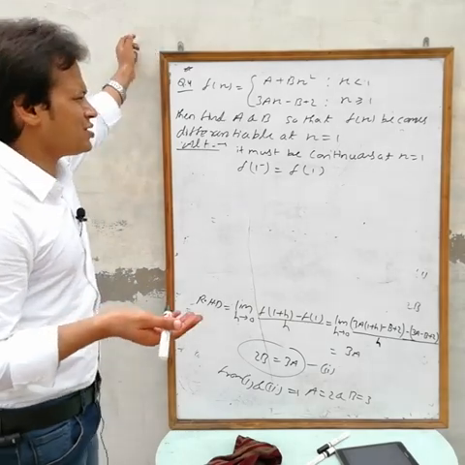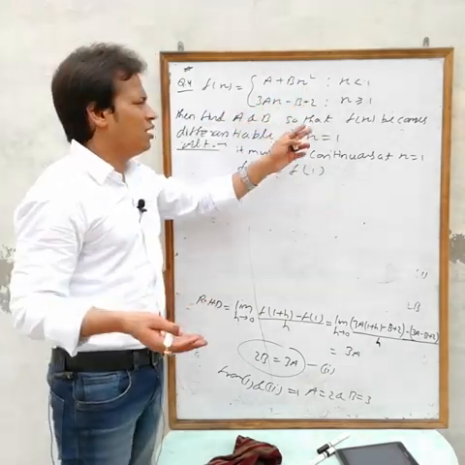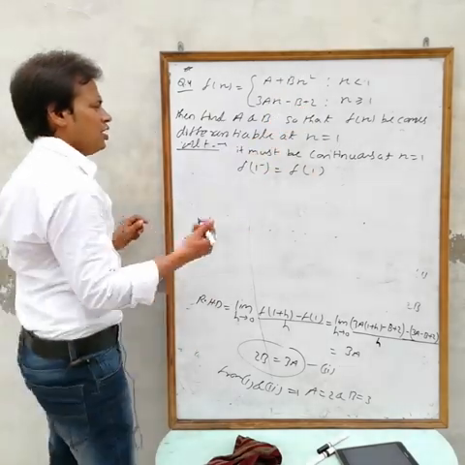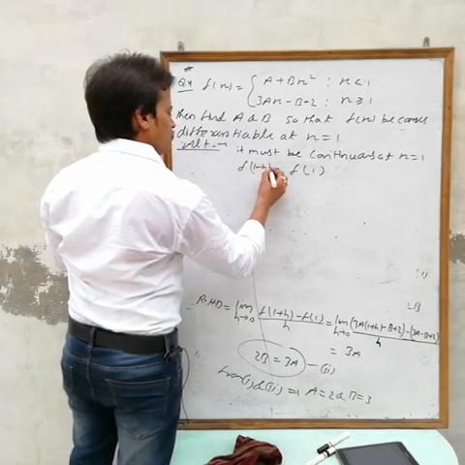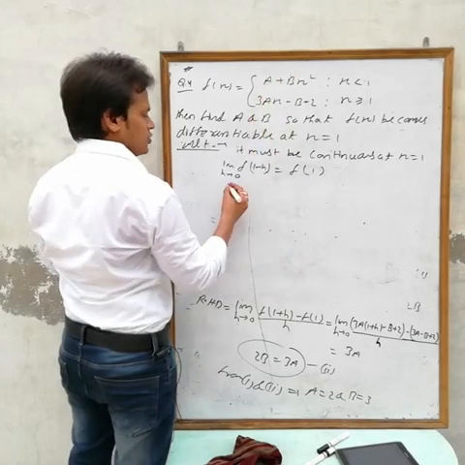Okay, I want any equation. Actually, one value I want from this one. I am not using RHL because RHL also I will get from this one. Okay, we want only two equations now. f(1 minus h), limit h tending to 0, f(1 minus h), put in this one.